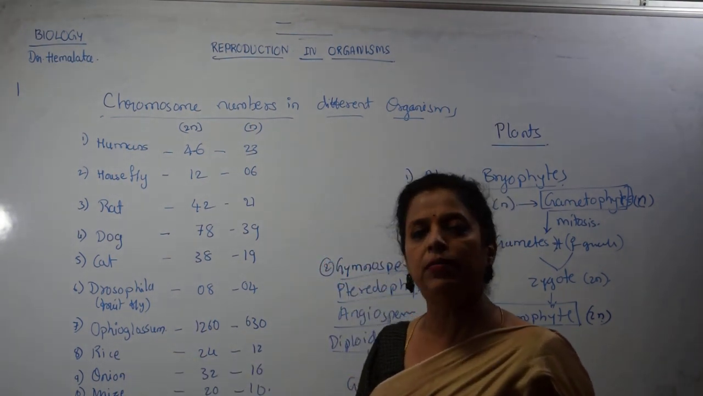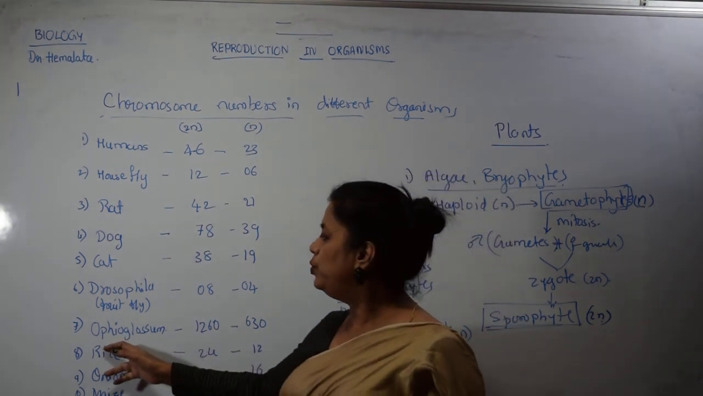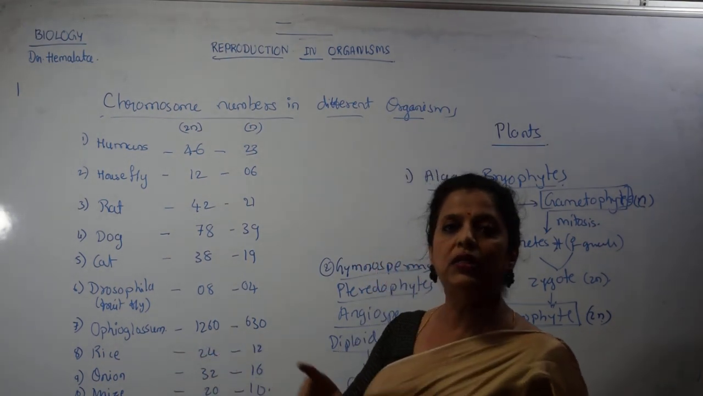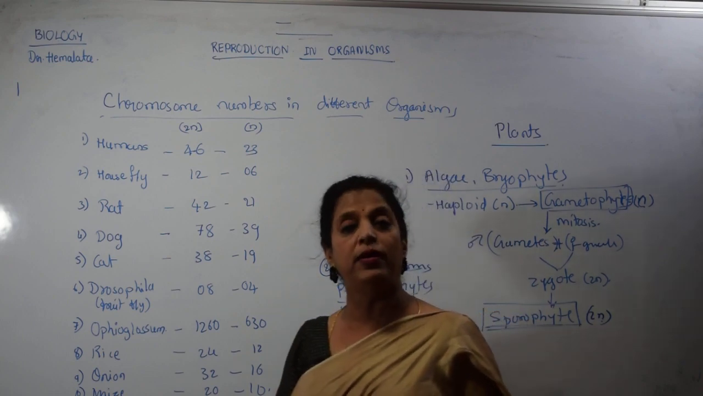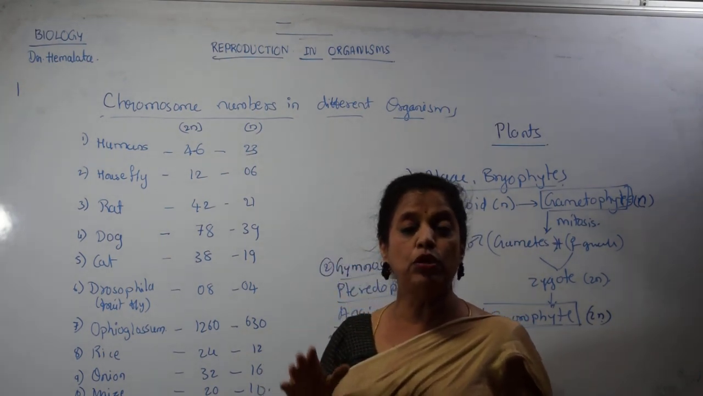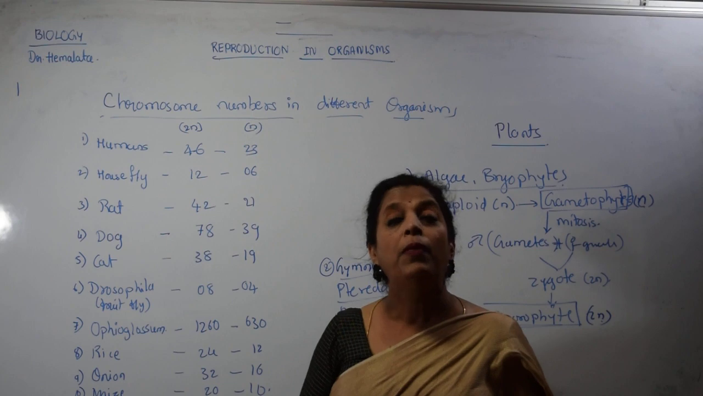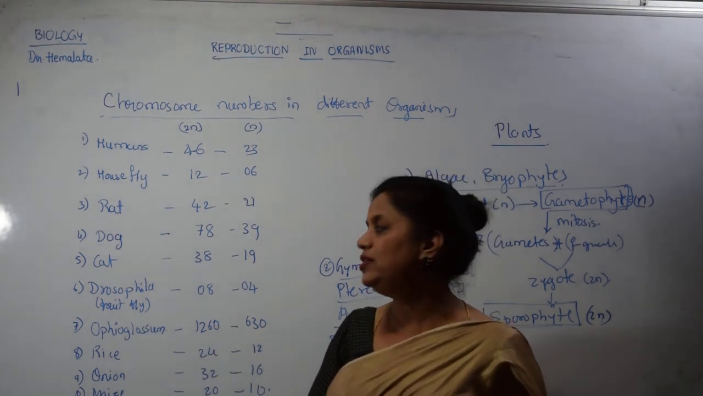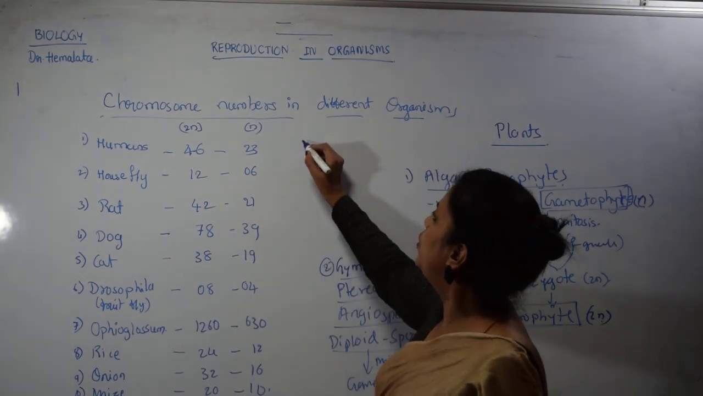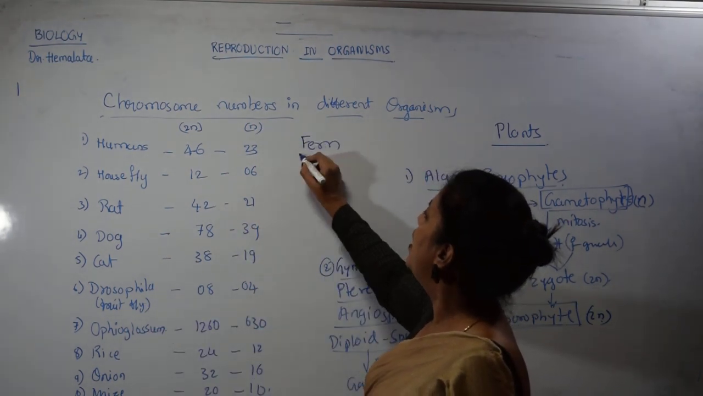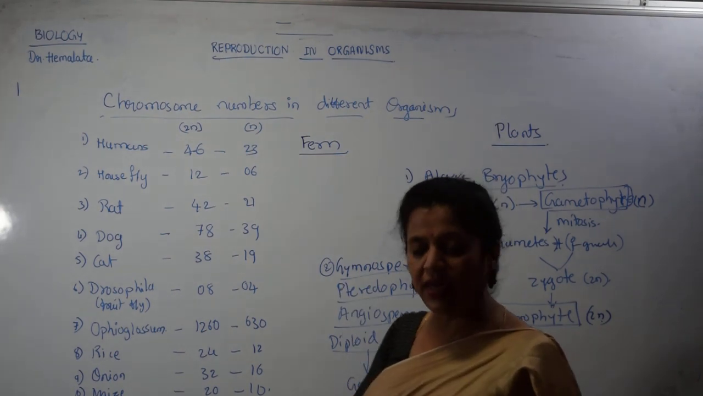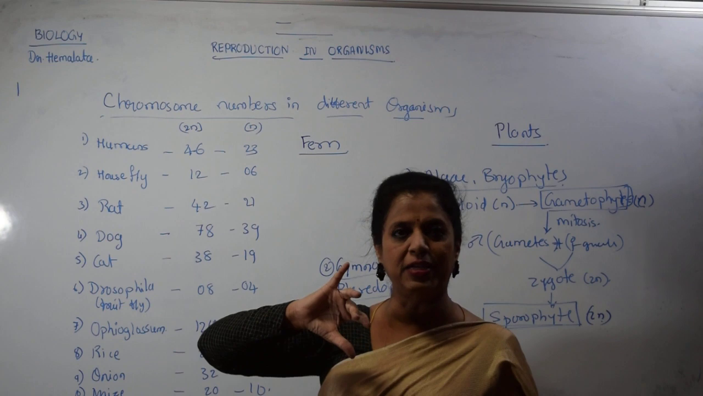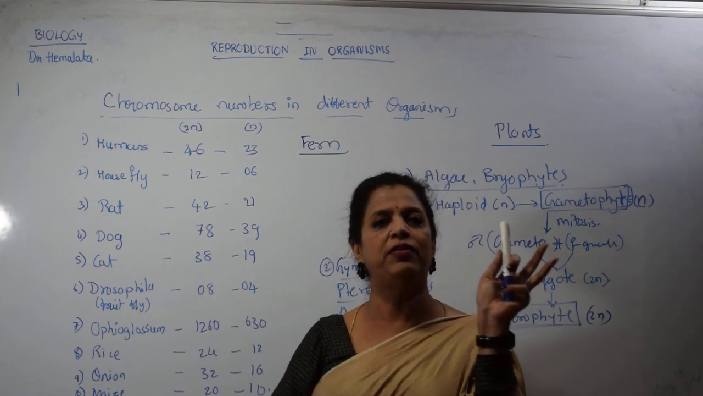Ophioglossum, most of the time, is the one where you will get scared to see the number. The chromosome number is 1260. 1260 is the diploid number, which is so huge, and the haploid number is 630, half of this. But you know what it is? Ophioglossum is just a fern, and the size of the fern is hardly around 6 to 10 inches, almost the size of a pen.